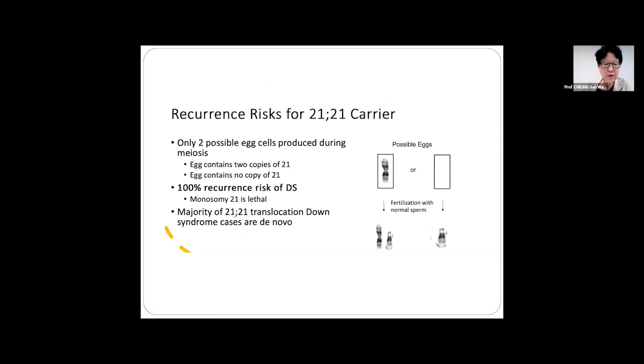Okay, so if the mother carries a 21;21 translocation, it is a 45 count, right? Because the other 21 is here. And so the possible egg would be one like this and the other one has none. So when fertilized with a normal sperm, the recurrence risk is 100% for a patient like this. However, a majority of the translocation Down cases are de novo.